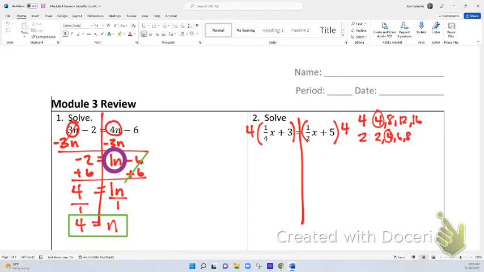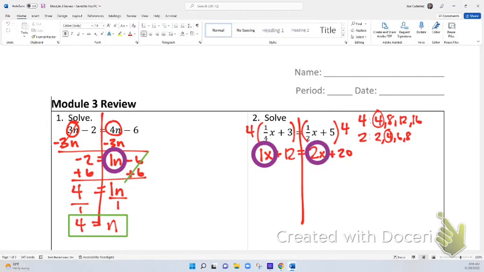So if you do 4 times 1, you get 4. 4 divided by 4 gives you 1x. 4 times 3 gives you 12. And then again on the right side, you multiply everything times 4. So 4 times the number on top, 1, is 4 divided by 2 gives you a 2x. And then 4 times 5 gives you 20. And once again, just like the previous problem, we are going to try to solve for x.